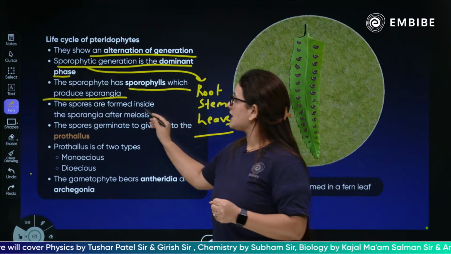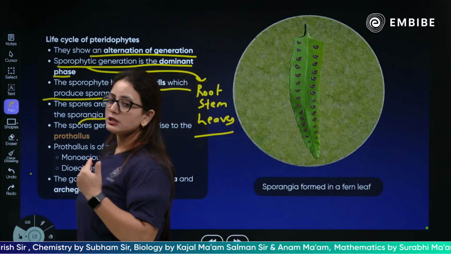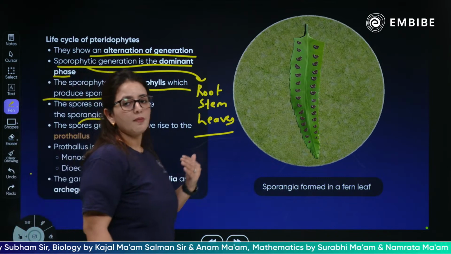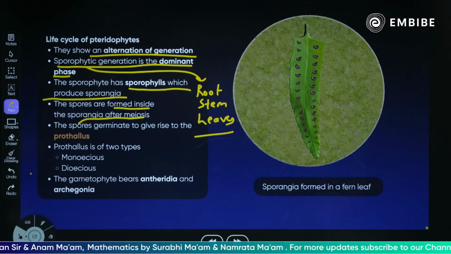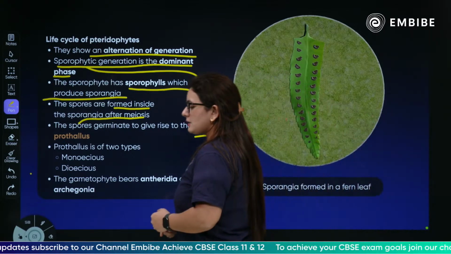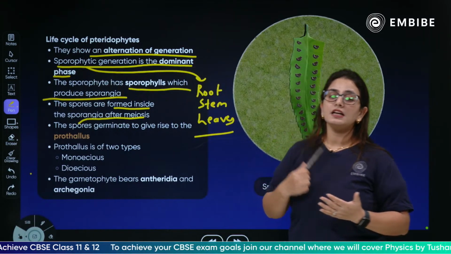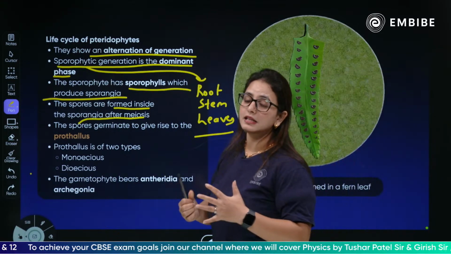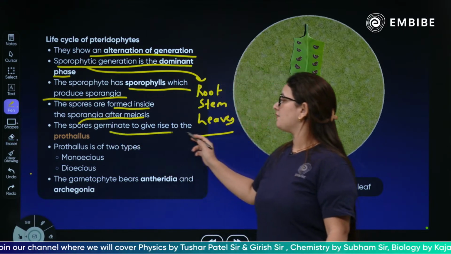The spores are formed inside the sporangia after meiosis. You know children, sporogenesis takes place through the process of meiosis, and the spores are formed after the meiosis. The spores are formed inside the sporangia by the division called meiosis, which is a reductional division. The spores germinate to give rise to prothallus.